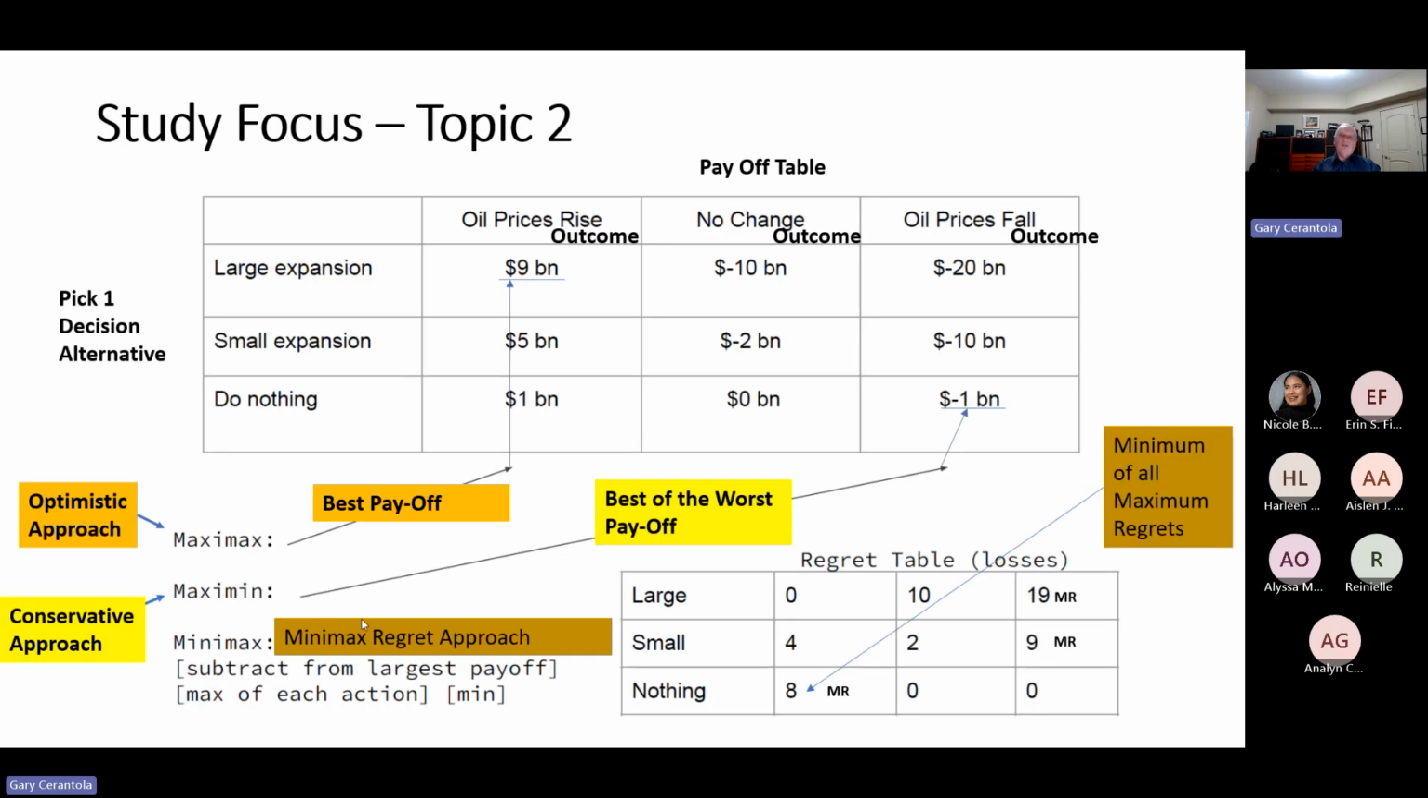So it all depends on how risk averse you are in making that decision, based on whether you are betting the whole company on this particular deal or whatever.